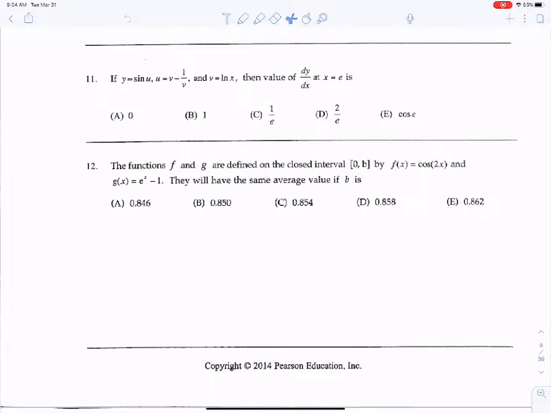The functions f and g are defined from 0 to b by f of x equals cosine 2x, g of x equals this. They will have the same average value if b is blank. Okay, I am going to grab this. I don't know if I'm going to need more room, but let me grab it just in case.